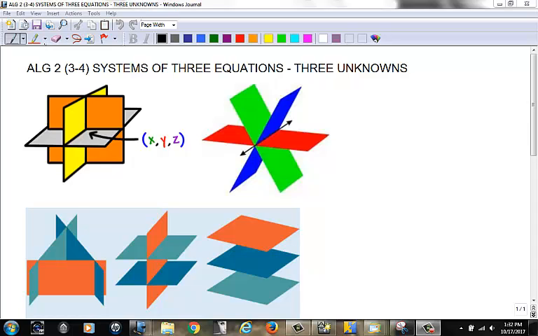The other choice is you might end up with three planes intersecting in a line. And if they intersect in a line, you would have an infinite number of solutions. Here you'd only have one point.